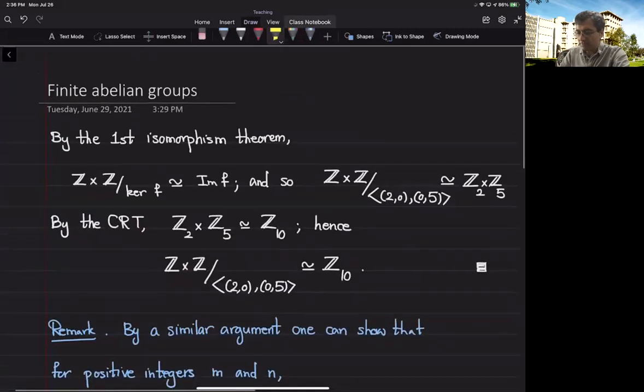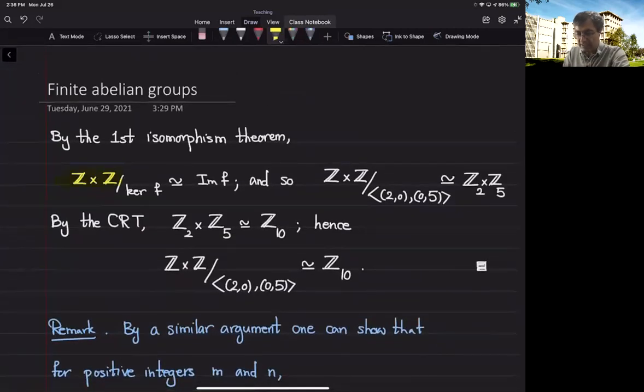Now I am in a good place to use the first isomorphism theorem. By the first isomorphism theorem, Z cross Z over the kernel of F is isomorphic to the image of F. Remember, F is surjective, and the kernel of F is generated by the vectors 2, 0 and 0, 5. So we end up getting this isomorphism, that this factor group we are interested in is isomorphic to Z sub 2 cross Z sub 5. Now notice that 2 and 5 are coprime, therefore by the Chinese remainder theorem, this Cartesian product is isomorphic to the cyclic group Z sub 10. And that's the standard form of this abelian group.